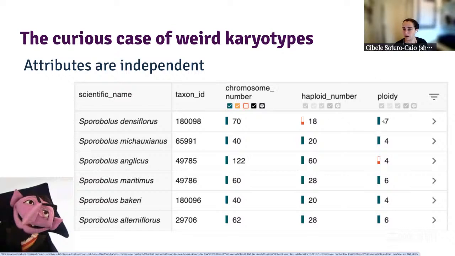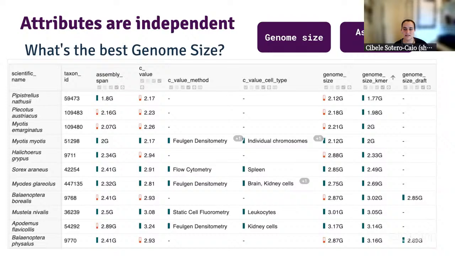Remember, the summary values are based on what has been reported for the species, and the accuracy is how many times that metric has been reported for the species. So that takes us to the genome size. So what is the best genome size? I have 1 minute. Should I stop now?